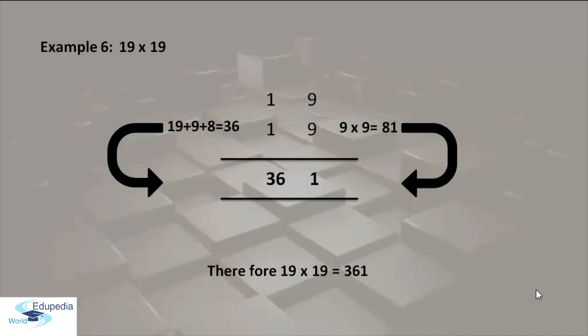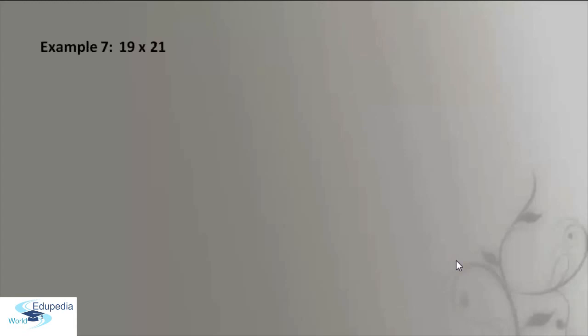I hope you have understood how to use this shortcut. Now let us have the last example of this shortcut in this session. The last example is 19 into 21. Let us first write these numbers one below the other with horizontal bars.